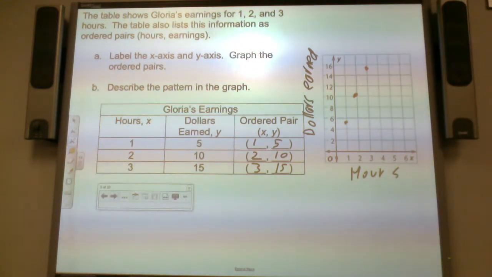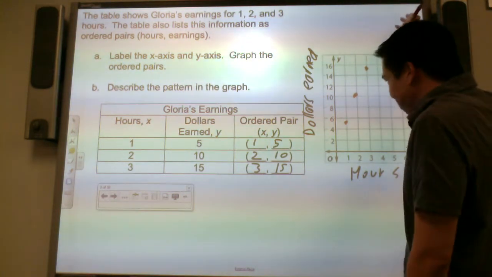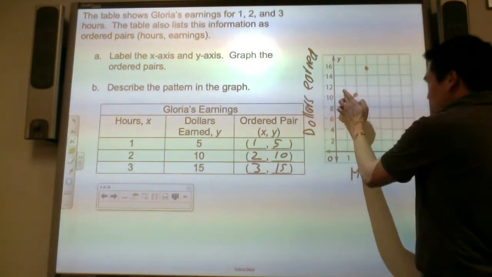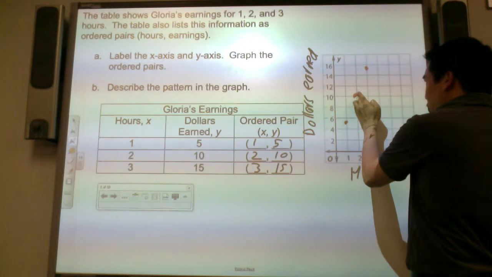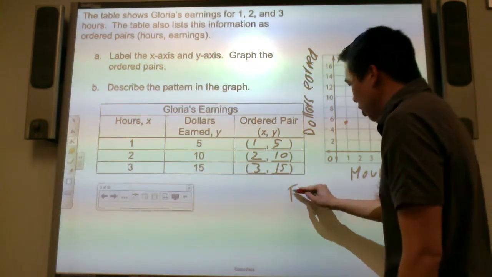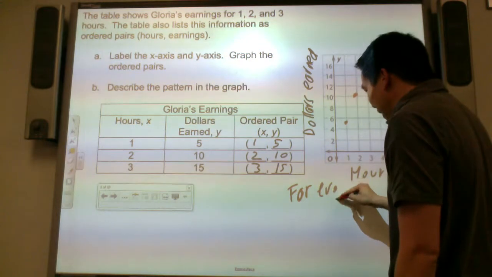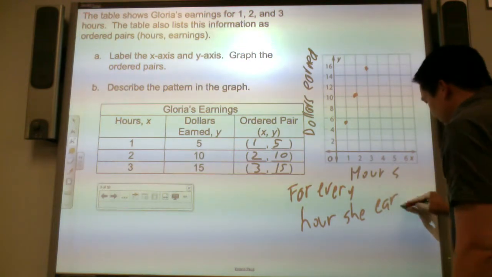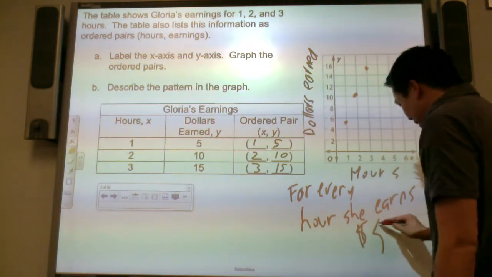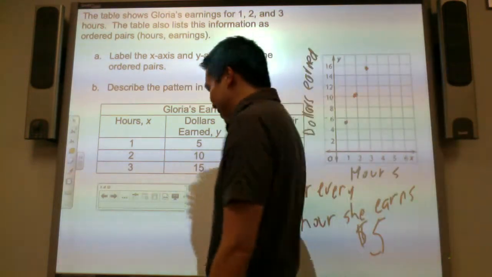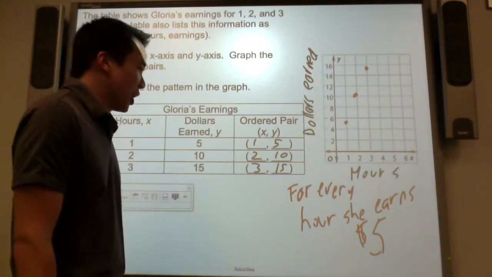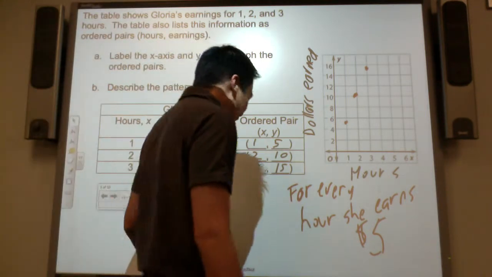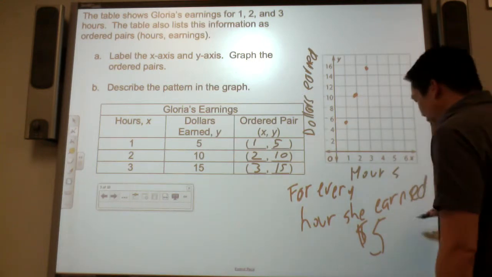Describe the pattern. What can you tell me about this? It's a steep line. But one thing I can see is, in an hour, she earns $5. So it seems like every 1 hour, she earns $5. So my conclusion is, for every hour, she earns $5. Next year, you're going to talk about slope and all that kind of stuff. So I'll leave that for next year. So for every hour, she earns $5. Or earned, for every hour she earned $5, because you already earned it.